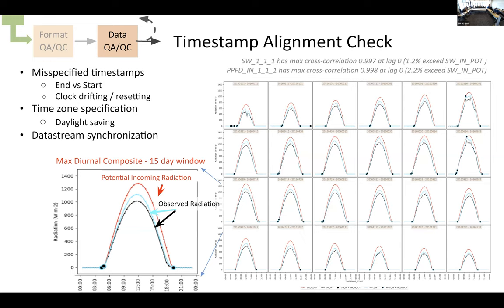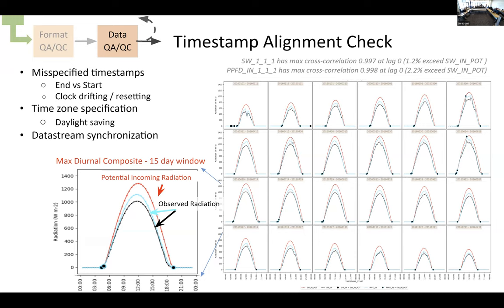The first module we did is for timestamp alignment check. The idea behind this is that based on the location of the site and your local UTC offset, we can calculate the top-of-atmosphere incoming radiation for the site. This is what the incoming radiation should look like on a clear day without all the atmosphere and aerosol effects. And based on that, we can try to compute.